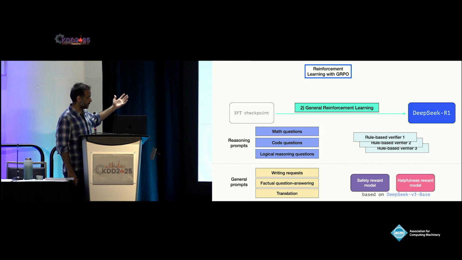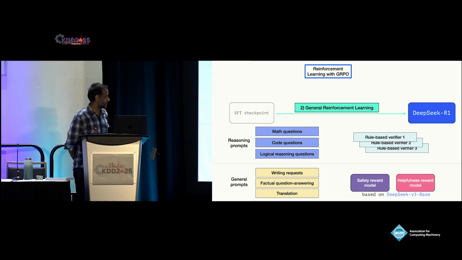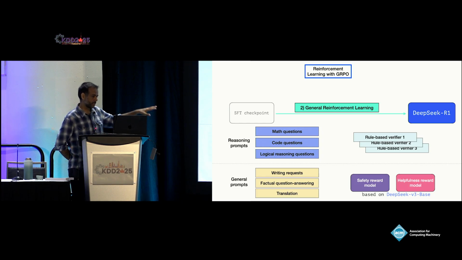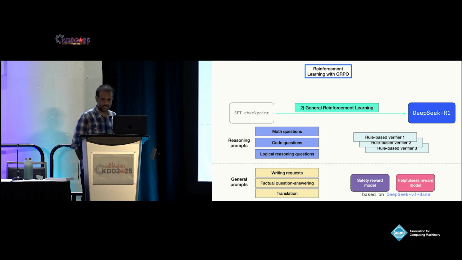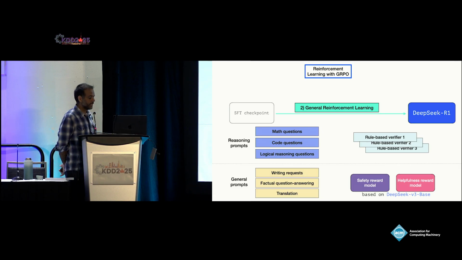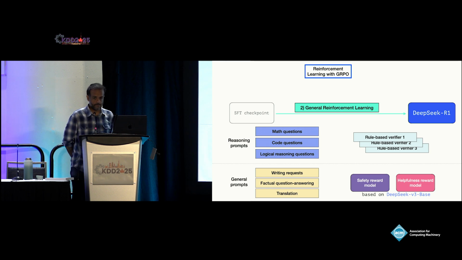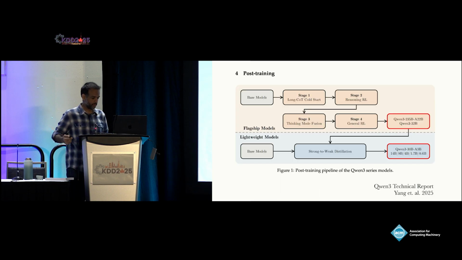So if you're writing poetry, it's very hard to do that. So you still need these reward models for general prompts, writing requests, question answering, translation. For all of these cases, you still have these multiple reward models, and they often tend to be focused on specific capabilities, either helpfulness or safety or other areas that you want the model to improve on.